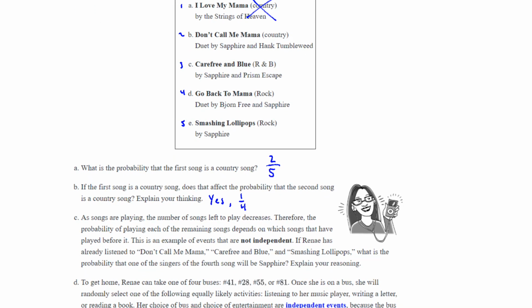On to part C. As songs are playing, the number of songs left to play decreases. Therefore, the probability of playing each of the remaining songs depends on which songs have played before it, which we kind of just talked about. This is an example of events that are not independent.